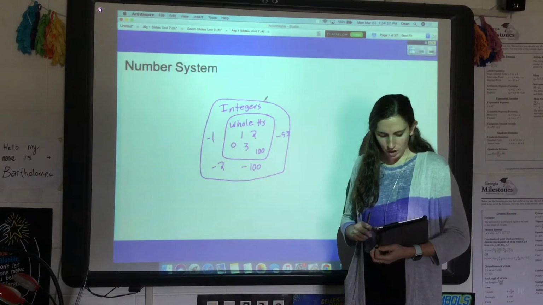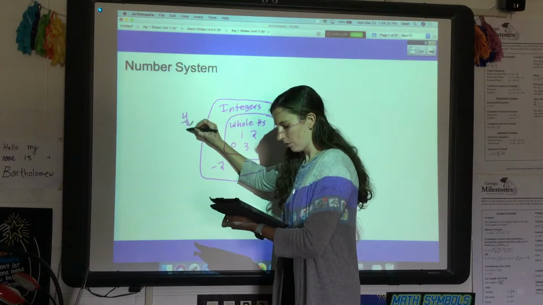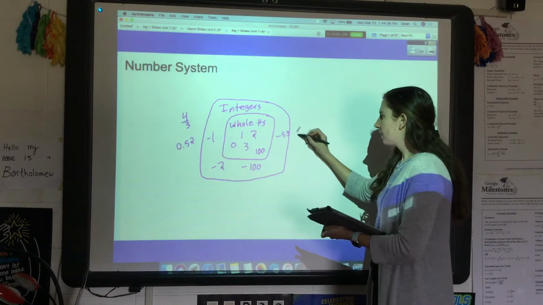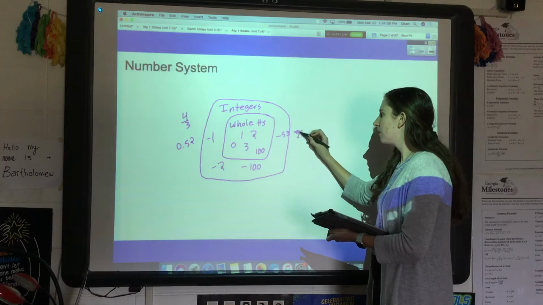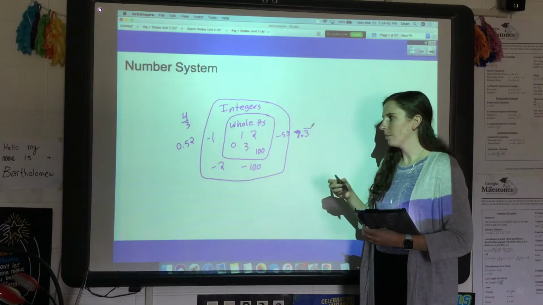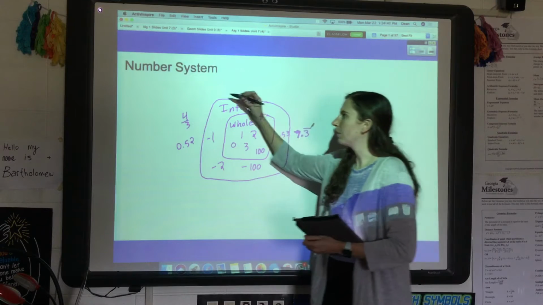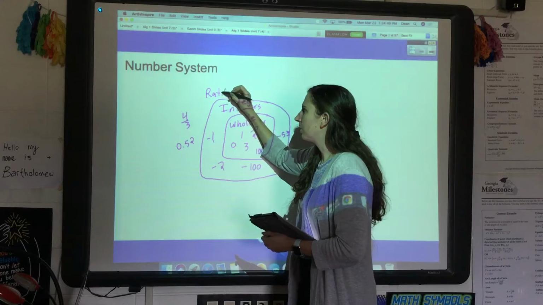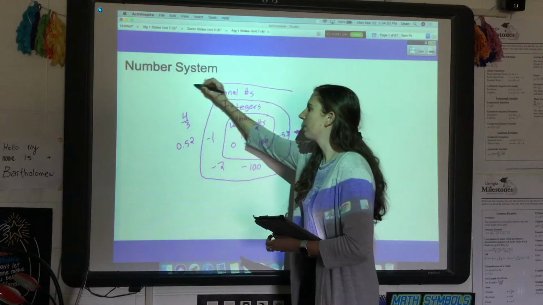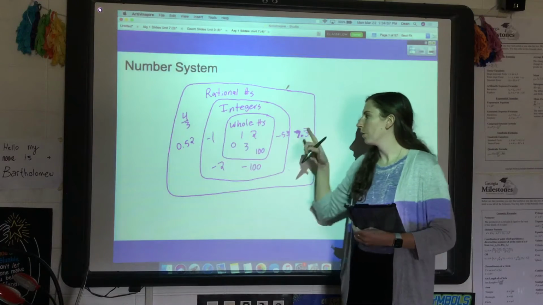So if you start including decimals and fractions, things like 4/3 or 0.52 or 7.3 repeating, any of these can be written as fractions. And so these are called the rational numbers, because they're ratios. They can be written as fractions. It includes decimals that end or repeat.